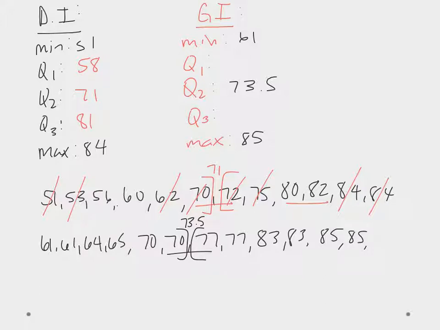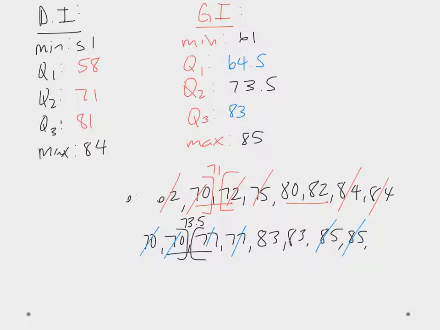Then let's find those other values. So crossing those off one by one. That would be 64.5 is the average there, and then 83. All right, so now we need to compare using a box and whisker plot.